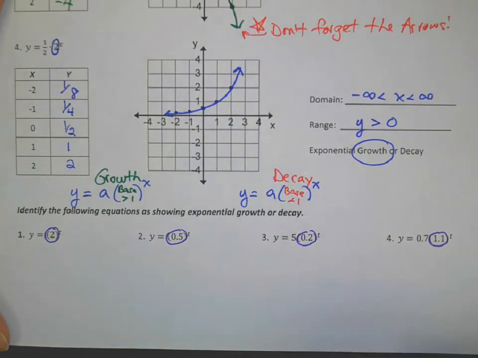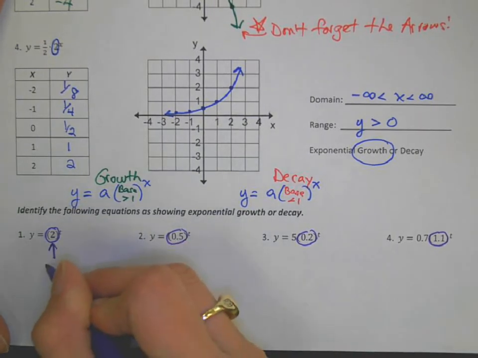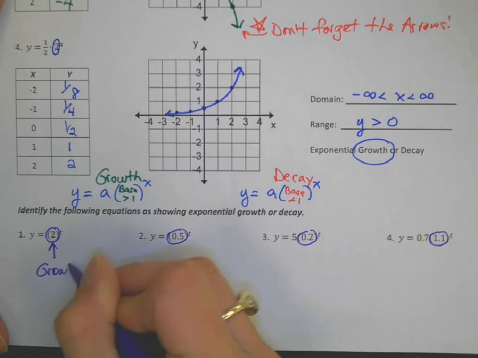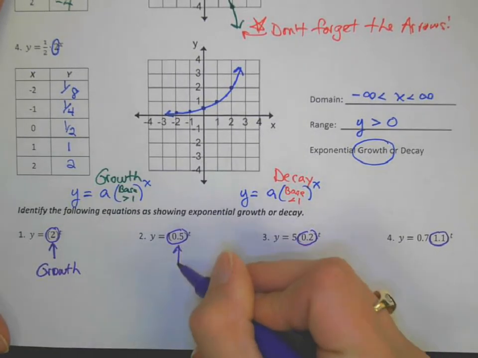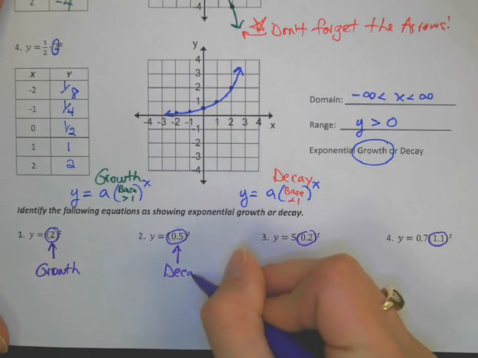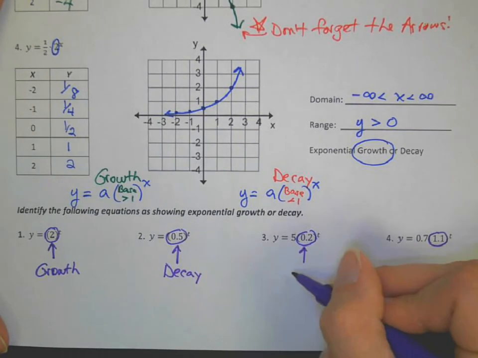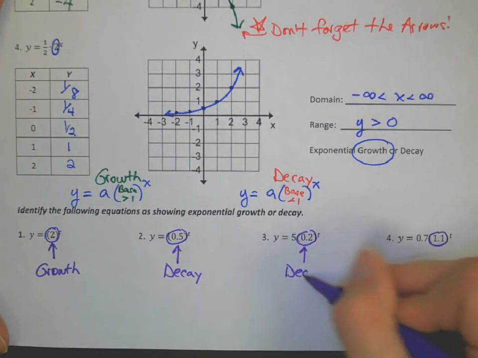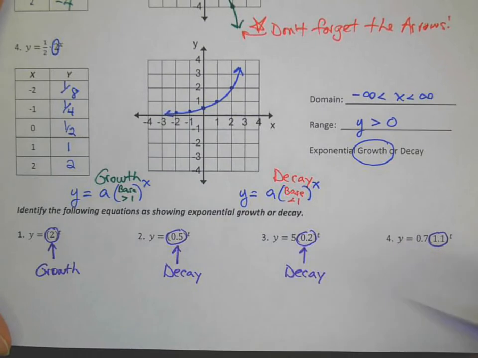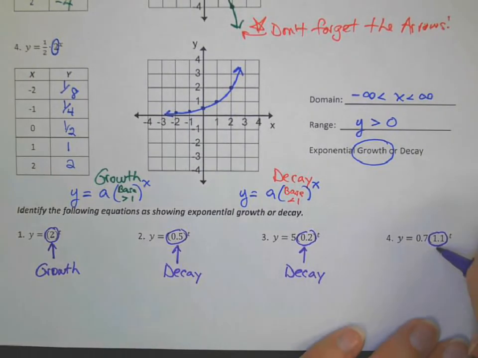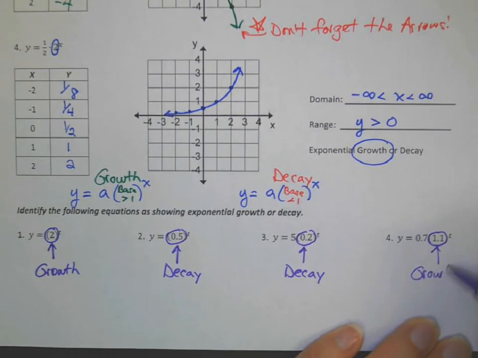Okay, for number 1, I hope you said growth. For number 2, I hope you said decay. For number 3, I hope you said decay, because 0.2 is less than 1. And number 4 is 1.1, which is more than 1, so I hope that you said growth.